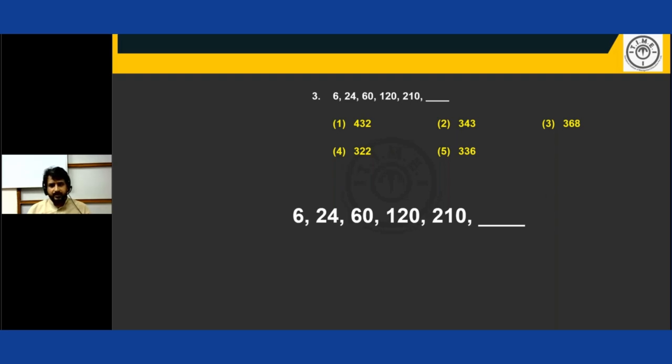Now, here comes the logic. 6, we can represent it as what? 2 cube minus 2. 24, 3 cube minus 3. 60, 4 cube minus 4. 120, 5 cube minus 5. 210, 6 cube minus 6. And next will be 7 cube minus 7. So 7 cube is 343 minus 7, 336.